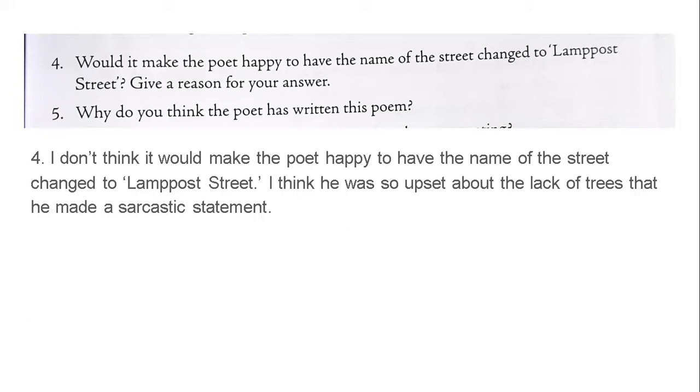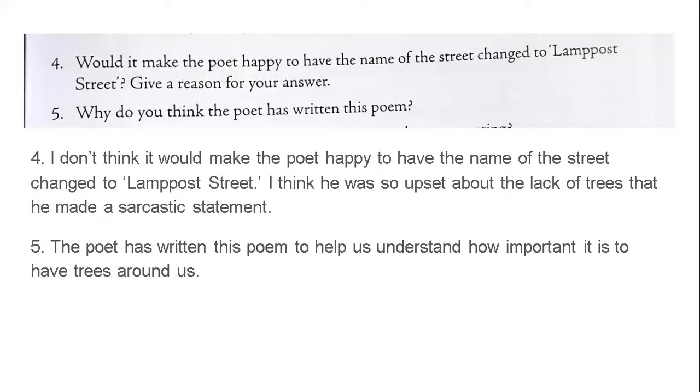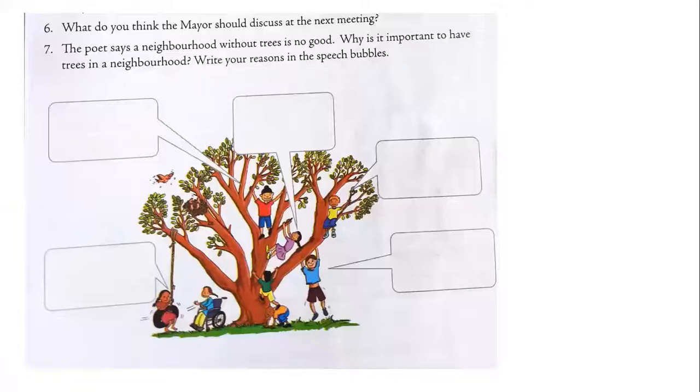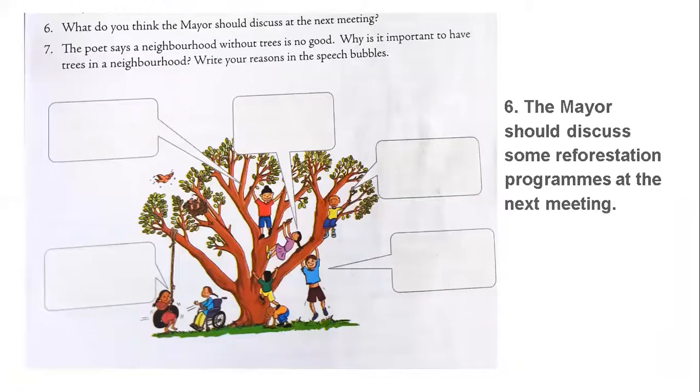The fifth one, why do you think the poet has written this poem? Isn't that an easy one? The poet has written this poem to help us understand how important it is to have trees around us. What do you think the mayor should discuss at the next meeting? About changing the name of the street? No, that was the poet just being sarcastic, but what should they actually discuss? What do you think? The mayor should discuss some reforestation programs at the next meeting. Definitely, isn't it? They should discuss how they're going to plant some more trees there.